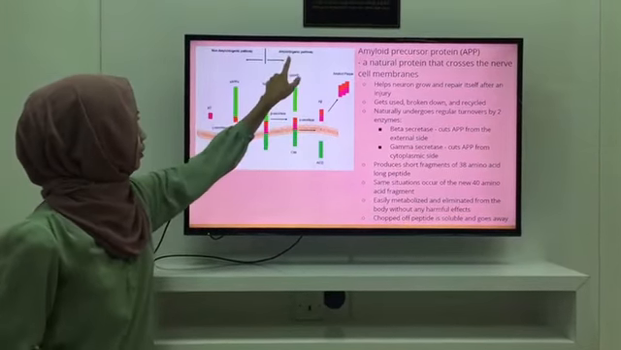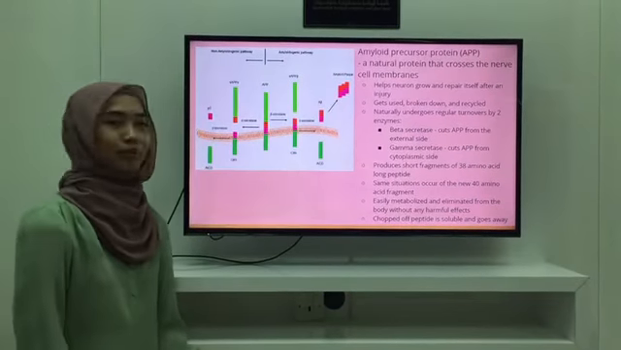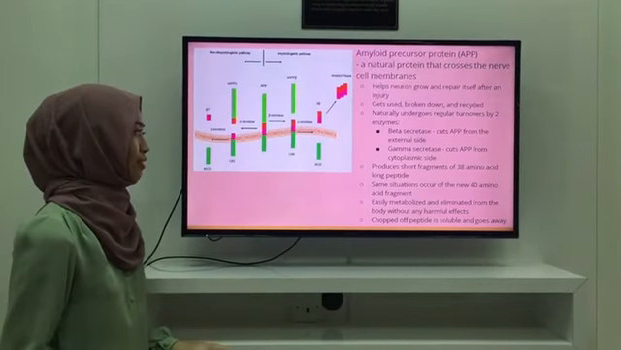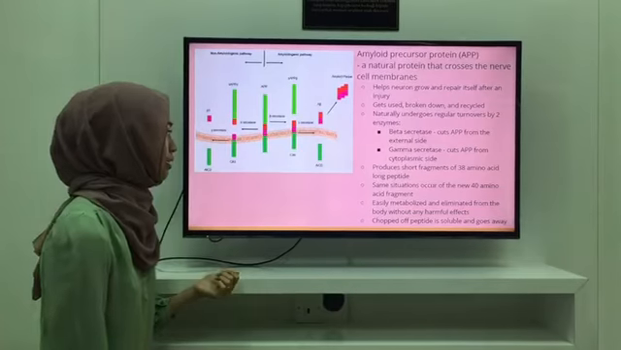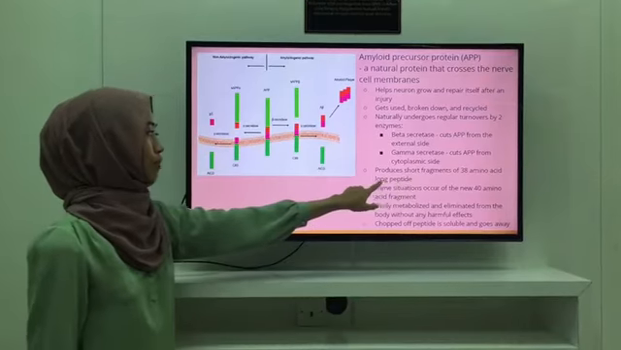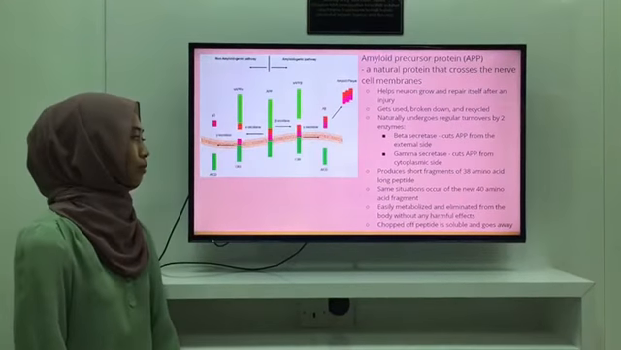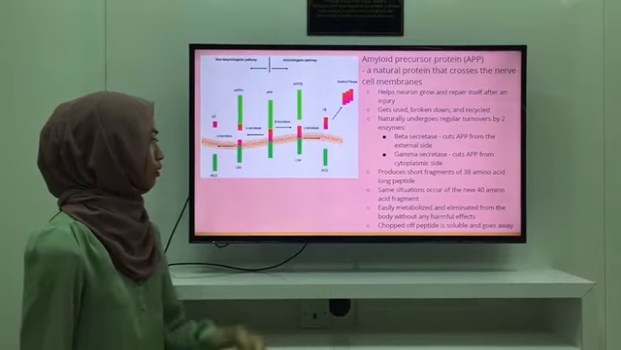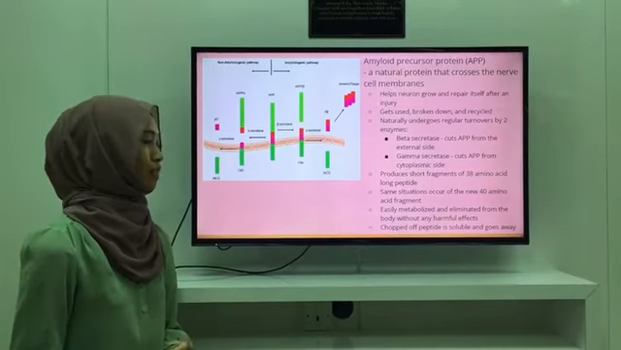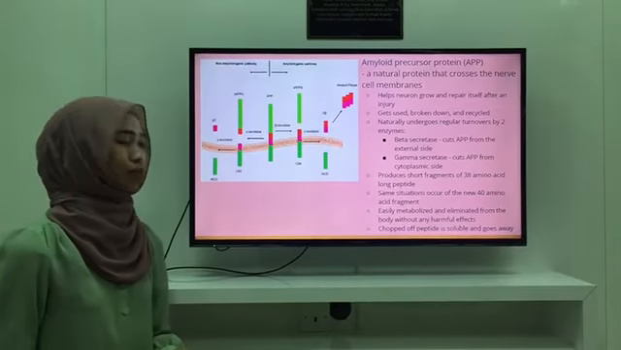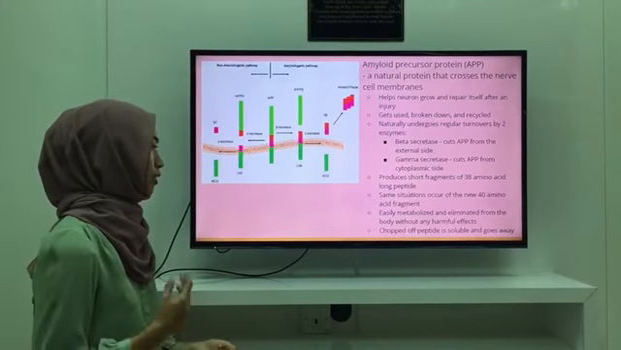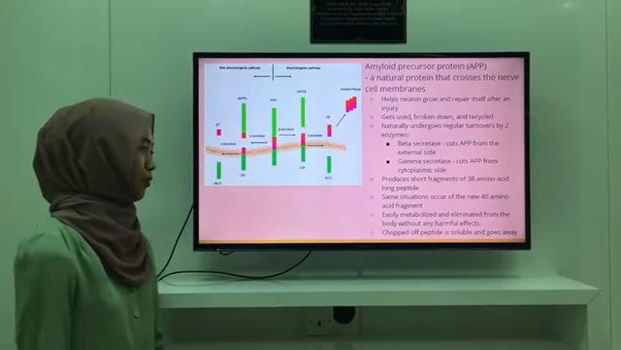This is the amyloidogenic pathway. Beta secretase's function is to cut APP from the external side, and gamma secretase cuts APP from the cytoplasmic side. Then, in healthy neurons, it will produce short fragments of 38 amino acid long peptide. The same happens with the 40 amino acid fragment. Then these fragments are easily metabolized and eliminated from the body without any harmful effects. The chopped off peptide will be soluble and goes away.